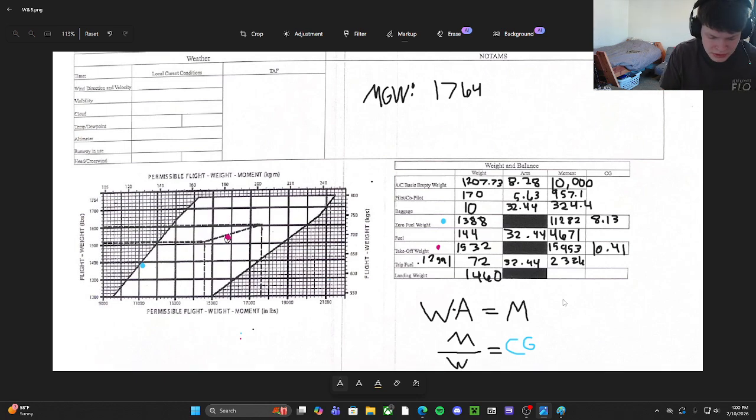And then for the moment, we got 15953 minus 2336 equals 13617, which, that was terrible. We'll put a little thing. Now 13617 divided by 1460 equals 9.33.